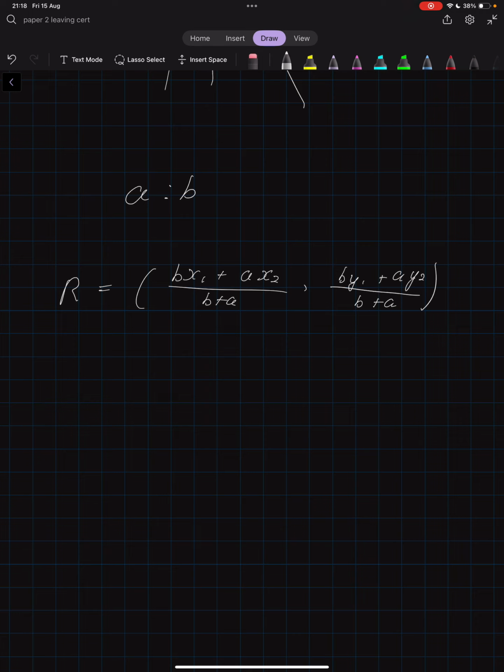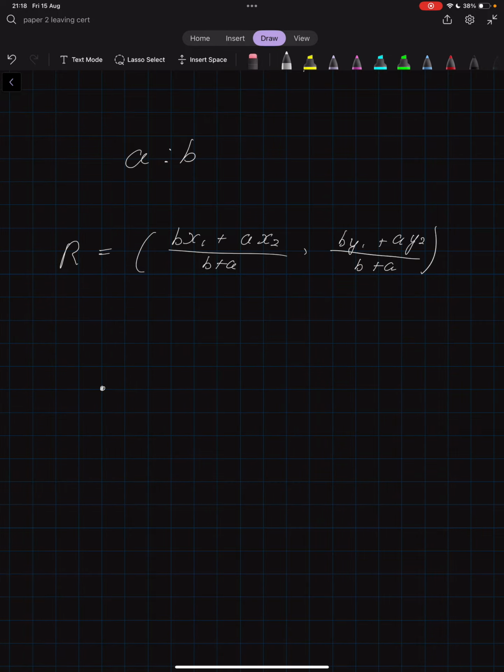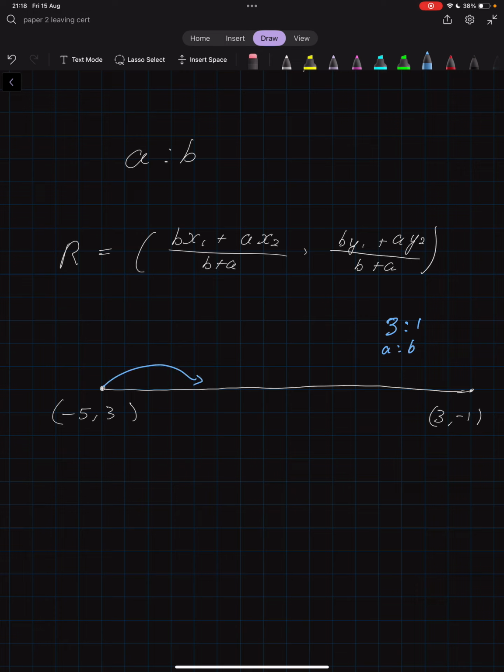So now it says here you have 2 points. You have -5, 3, and you also have 3, -1. And they want you to split it up into 3 is to 1. So the ratio is 3 is to 1, so that's A is to B. Basically what they want is 3 things here and then just 1 thing here. So somewhere around here is the point they want.